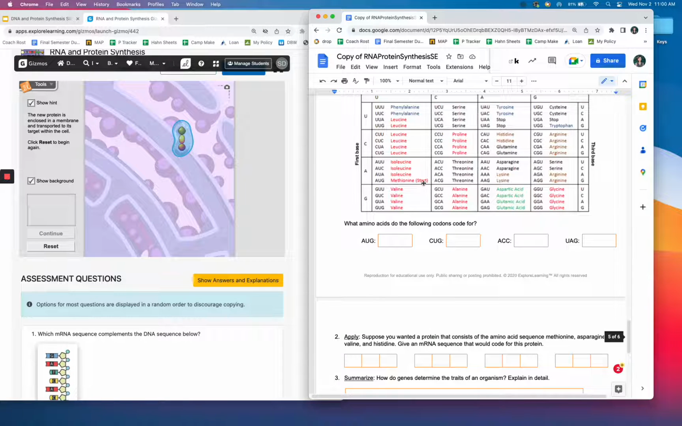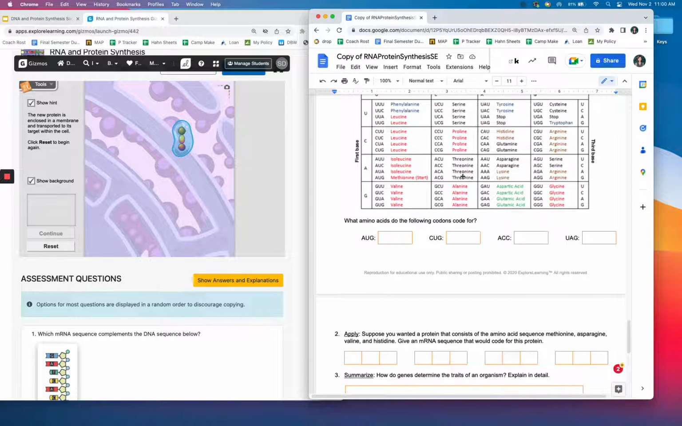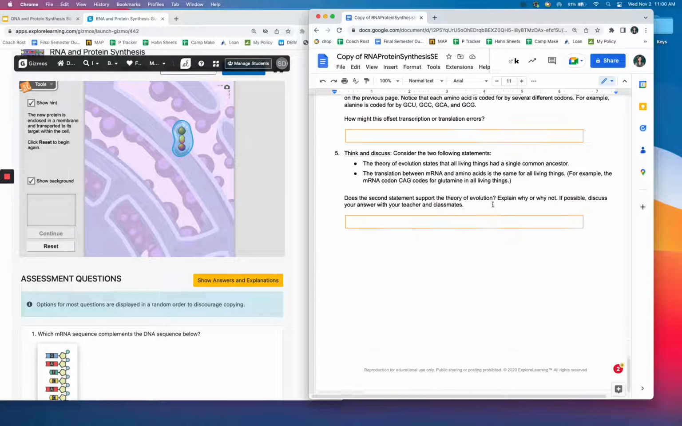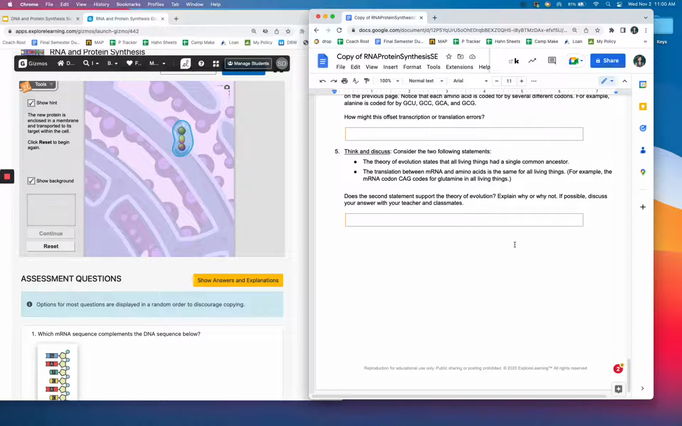If you notice some different codons will code for the same amino acid. So you could have ACU, ACC, ACA, and ACG. They all bring threonine. And so if there is maybe a mutation and ACU turns into ACC by accident, would that make a difference? And then you can answer this last question.